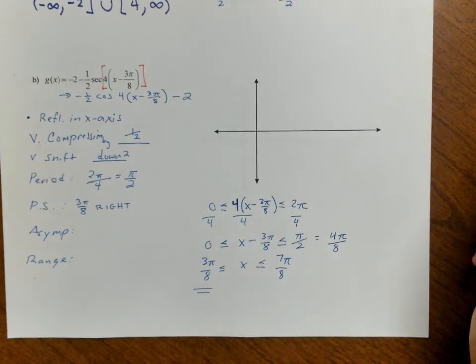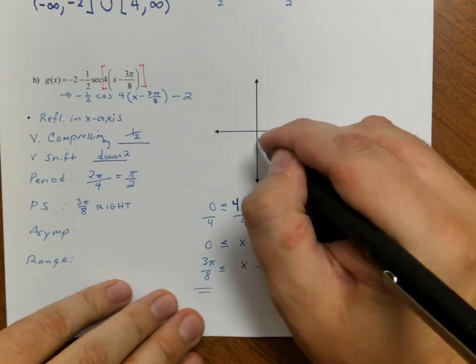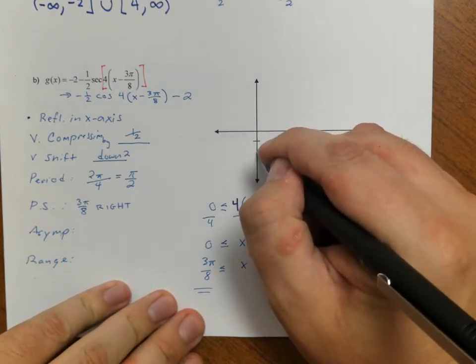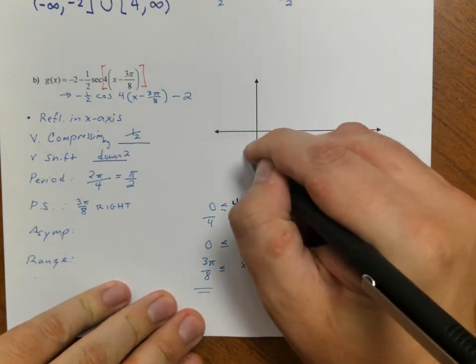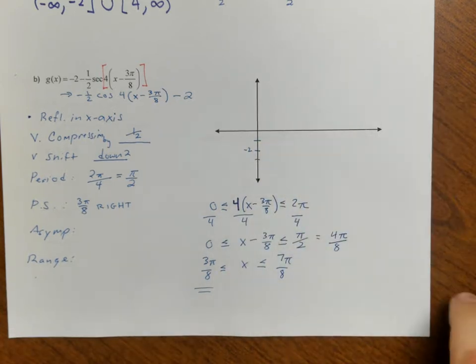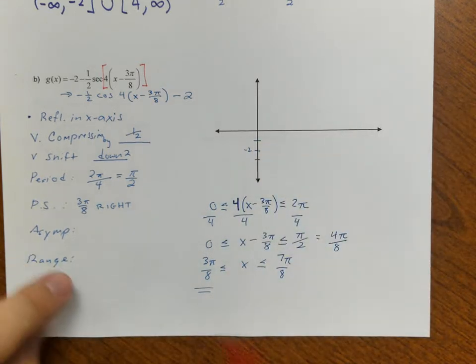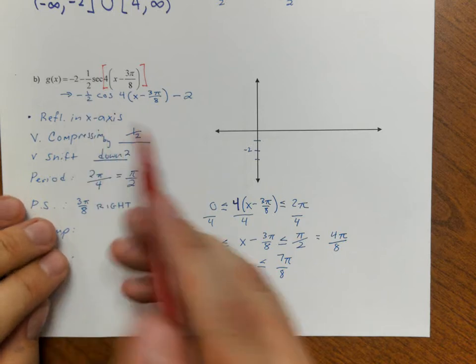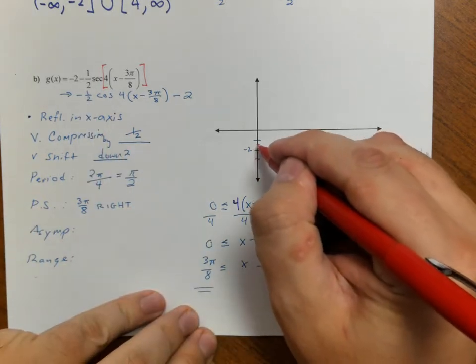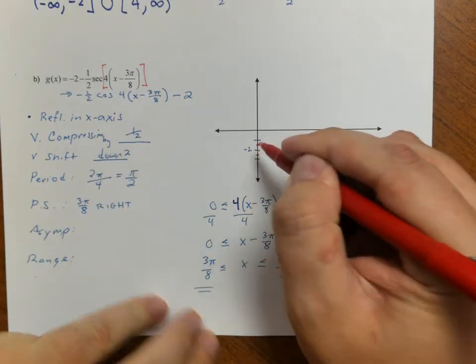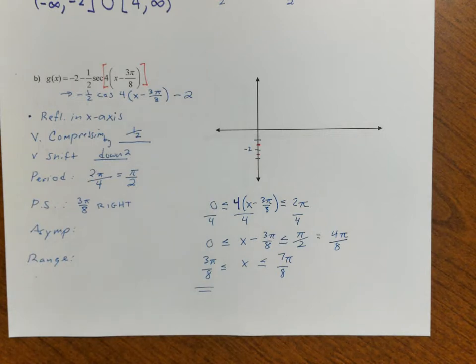Okay, so now we want to go ahead and set up our axes. My vertical shift was down 2 units. So here's -2. Since I have a compression by 1/2, I only need to go up and down a little from there. I'm going to see a fairly tight curve here when I graph this.